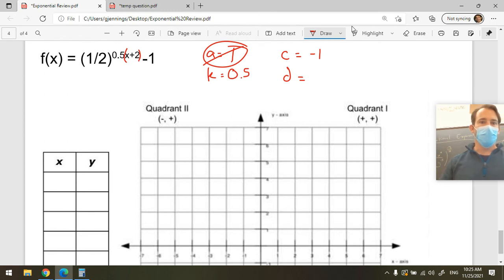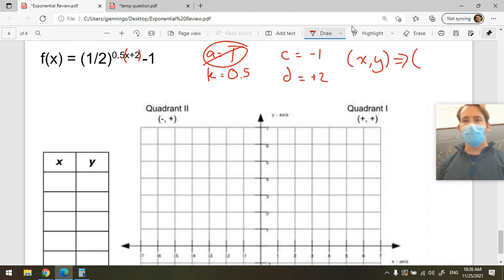Okay. So your function is going to look a little different than my function. It's going to be translated by a difference of 2, but let's take a look at this function here. So d is going to be plus 2. My transformation point, x y, would go to, what's going to happen to x? Well, k and d. So I have x divided by k. Otherwise, x values are going to multiply by 2, and then I'm going to add 2 to them. And c values are going to affect my y. I'm going to have y minus 1. That's going to be what happens to my points.